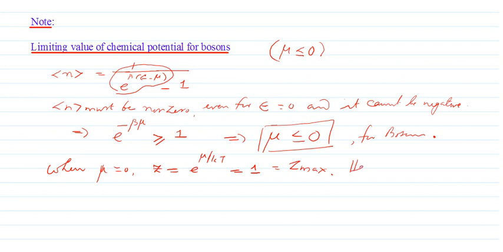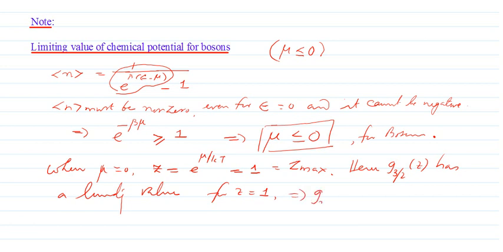Hence, g3 by 2 of Z, which we have calculated, has a limiting value for Z equal to 1. That is, g3 by 2 of Z is equal to 2.612, so it has a limiting value. That is another idea that you have to keep in mind.